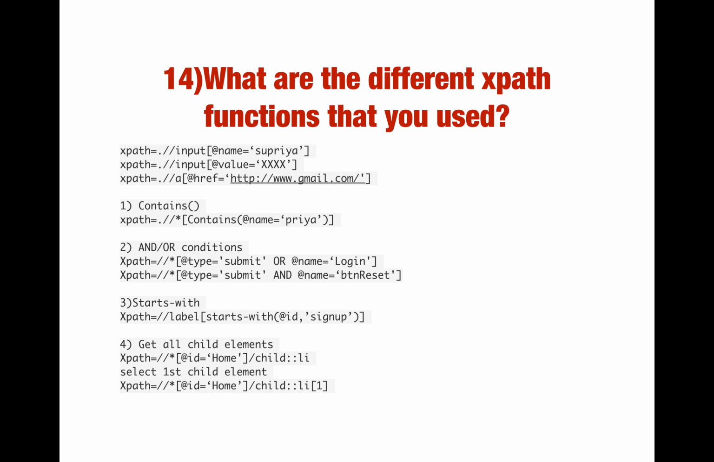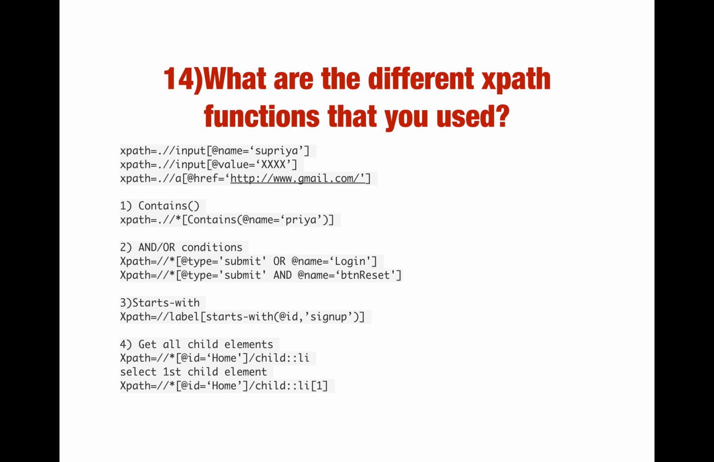The other thing we use is and/or conditions. Again, straightforward. If you want one of these conditions, the type of the button will be submit, or its name is login. So either the submit button or the element whose name is login will be returned. In the second case, both conditions have to be satisfied. So type should be submit and name should be whatever I specify. Those will be returned as matching nodes.